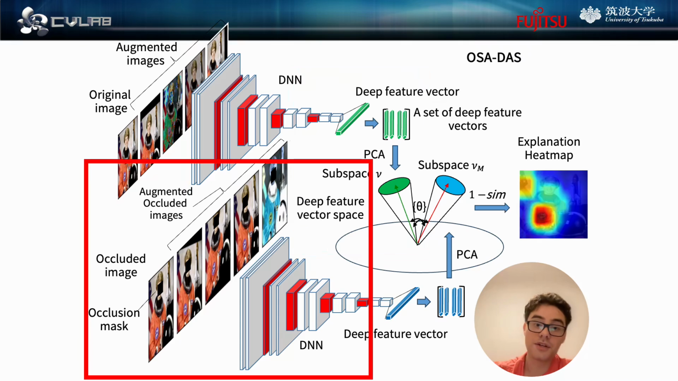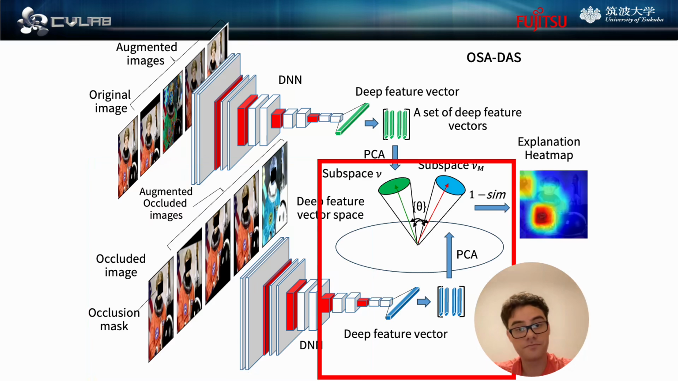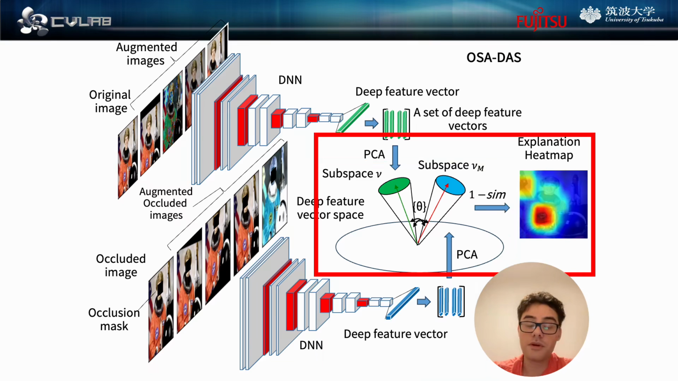Now, we apply an occlusion to the same input image, augment the occluded version, and feed all variations to the DNN model. Then we apply PCA again to build a new subspace, now representing the influence of this specific occlusion on a range of inputs. Finally, by repeating this process for multiple occlusions, we use the subspace similarities to compute the occlusion importance and produce the final explanation heat map.